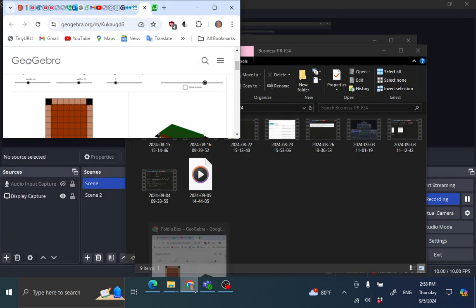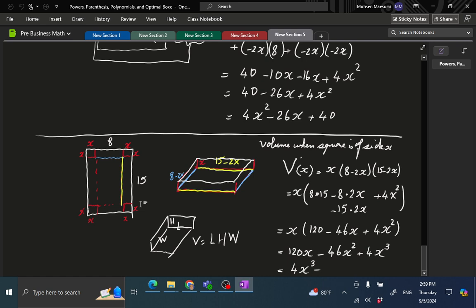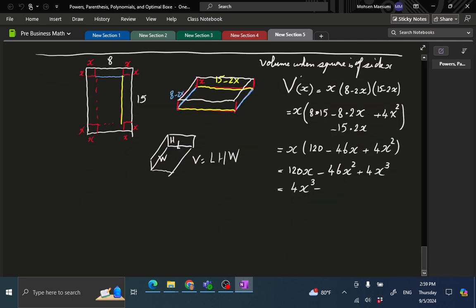Sorry. Sorry for that. I lost my screen for a second. So this is we said we want to write it from the higher power to lower power. Either way is fine.